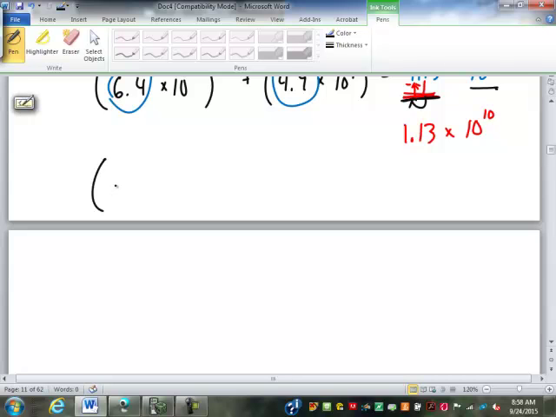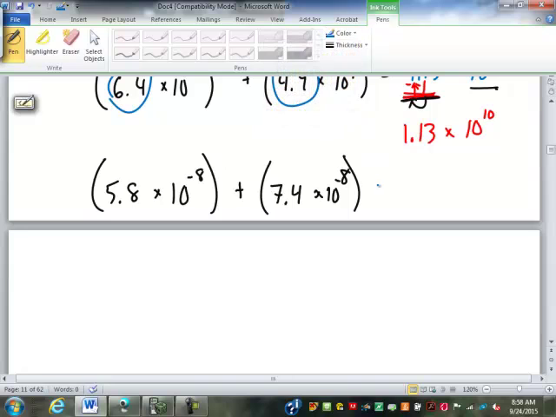So how about 5.8 times 10 to the negative 8th plus 7.4 times 10 to the negative 8th. We have the same power of 10, so we can go ahead and add. What's 5.8 plus 7.4? 13.2 times 10 to the negative 8th. What are we going to have to change? Got to move our decimal point, so this will be 1.32.